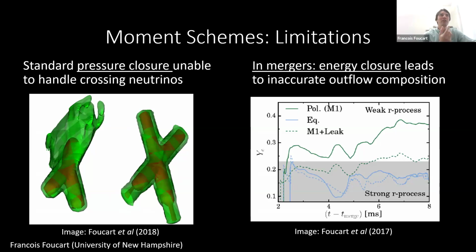This is not specifically an issue with the moment scheme. It's an issue with the closure we are choosing. But we don't have a better closure than the one we are using here on the left at the moment, so that's what we are currently doing.